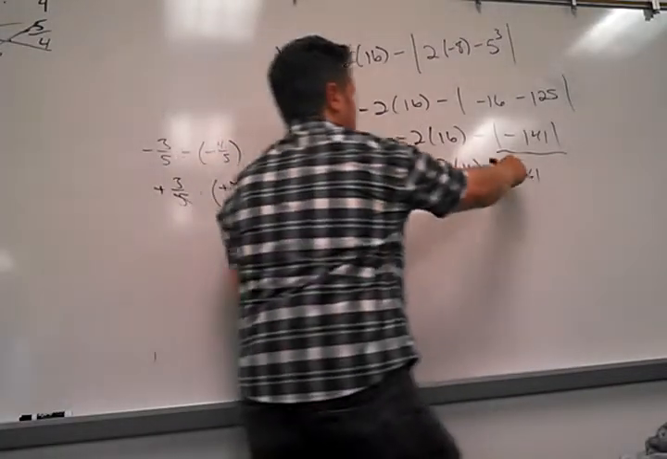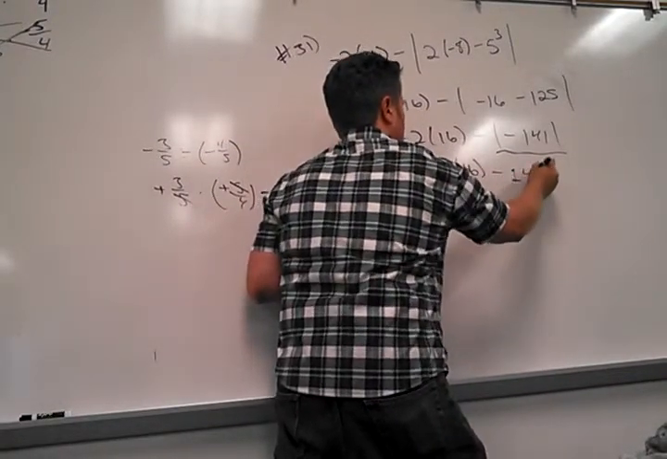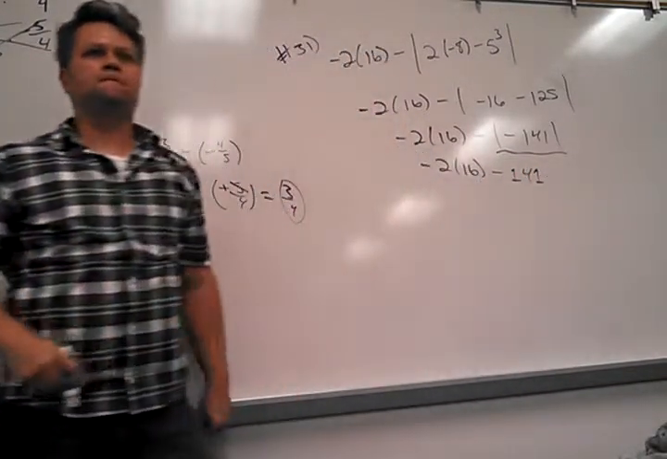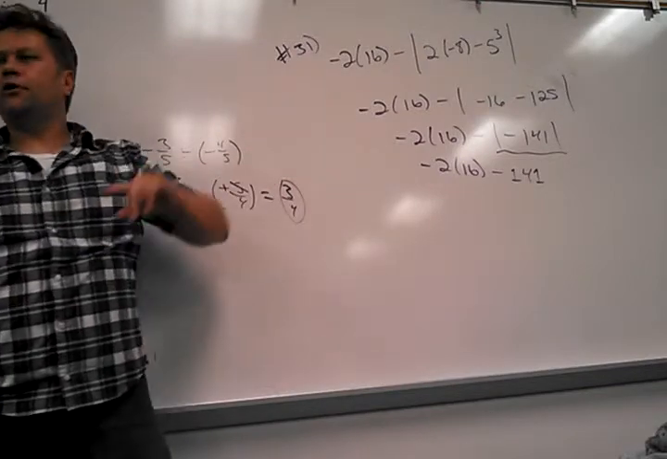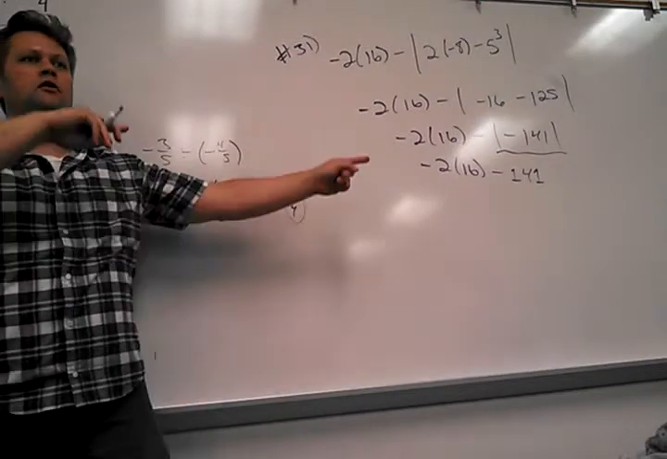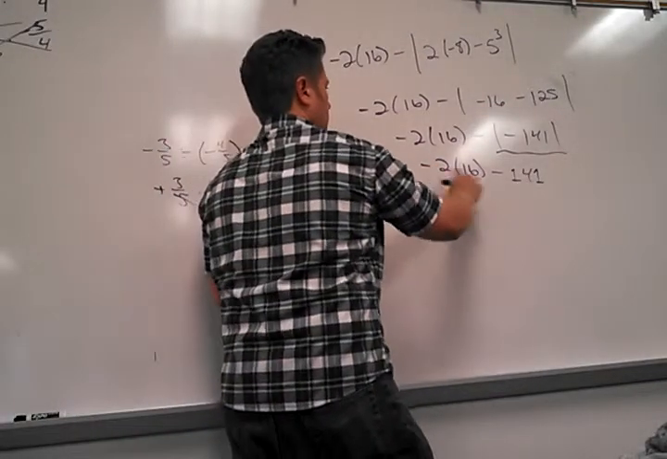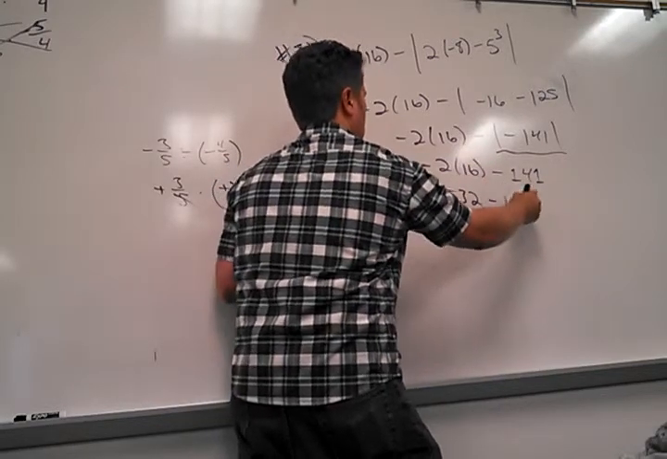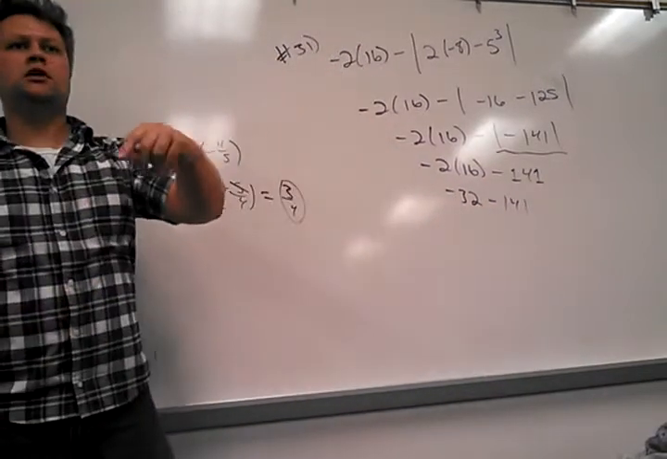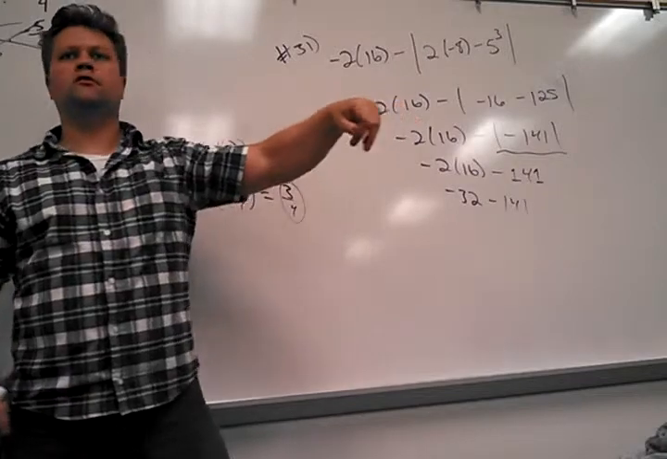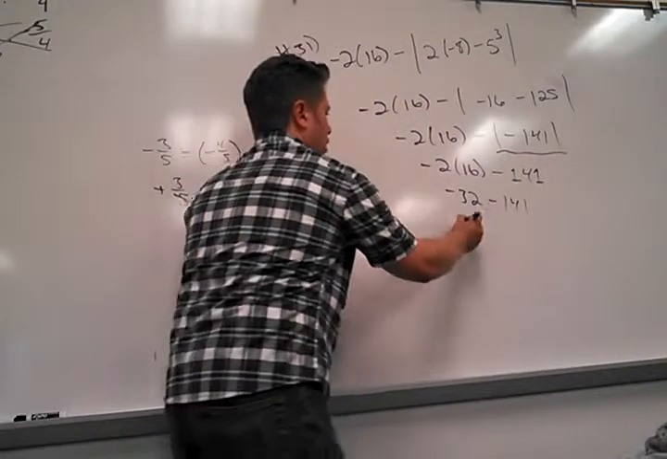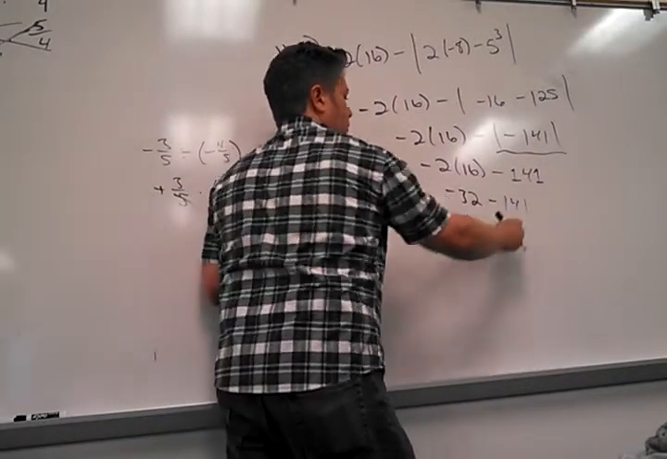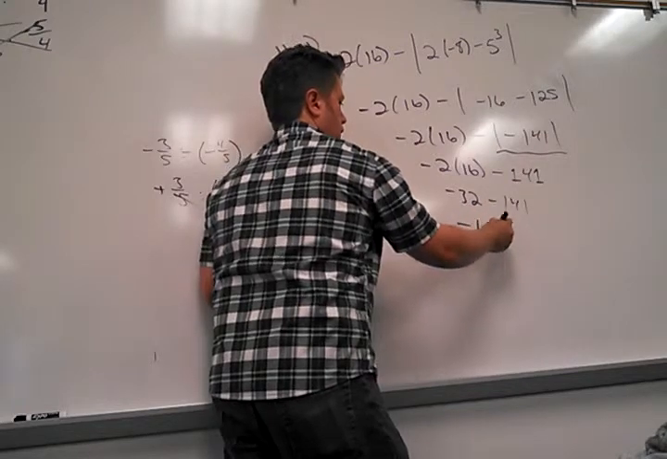And I know the ones look like absolute values themselves. That's where things get sucky. But oh well. Now what's the next operation I need to do? I've got to multiply before I can subtract. Negative 32. And again, I'm in the same situation. I owe somebody $32. I owe somebody $141. So overall, I owe $173. Good.